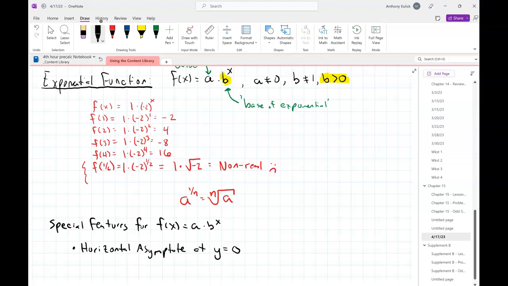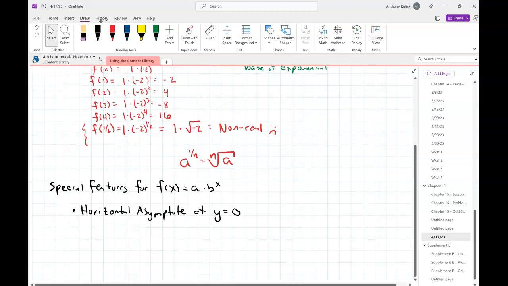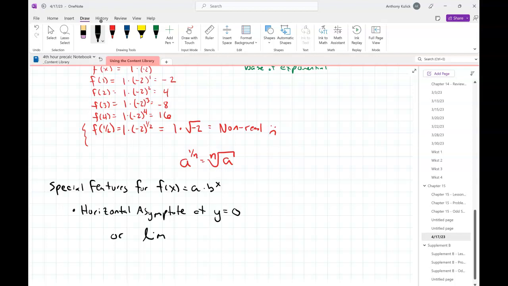So every exponential function of the form f of x equals a times b to the x has a horizontal asymptote at y equals 0, which means that either the limit as x approaches negative infinity of f of x is equal to 0, or the limit as x approaches positive infinity of f of x is equal to 0. Those are equivalent statements saying the asymptote is equal to 0, and at least one of these two limits needs to hold.